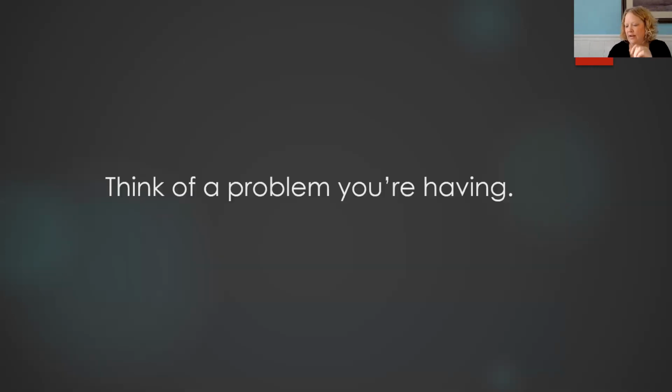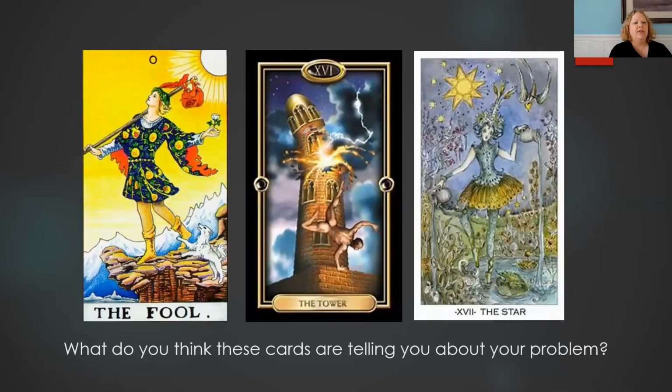Okay, so the next thing I'd like you to do is take a moment and just think of a problem that you've been having. Okay, and as you take a look at these three cards, you're going to go from the Fool, the Tower, to the Star. I want you to explain to me how you would interpret your problem through looking at these cards. And I'll give you just a moment to kind of do that in your head.